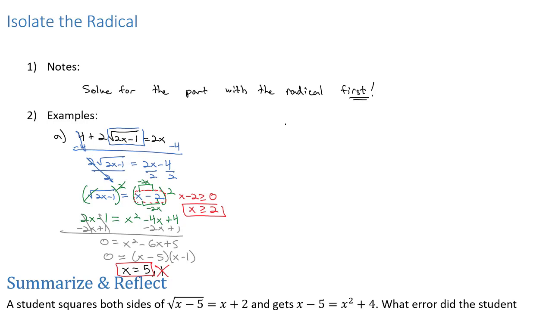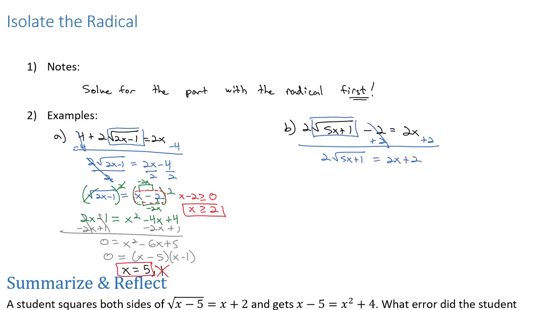Let's try one more example so we can see that worked out. Let's try 2 times the square root of 5x plus 1 minus 2 is equal to 2x. Again, because the square root part is not alone, we have to get it alone by eliminating the other pieces. First, I'm going to add 2 to both sides. That's going to give us 2 square roots of 5x plus 1 equals 2x plus 2.